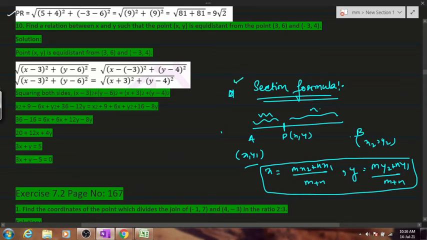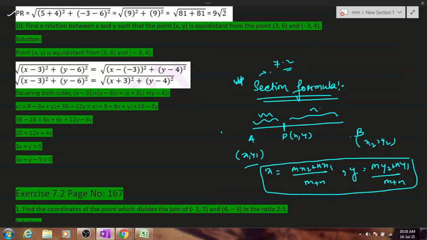Now I have told the section formula. Kindly draw this figure. This is the starting of exercise 7.2. Let me know when the copying is done.